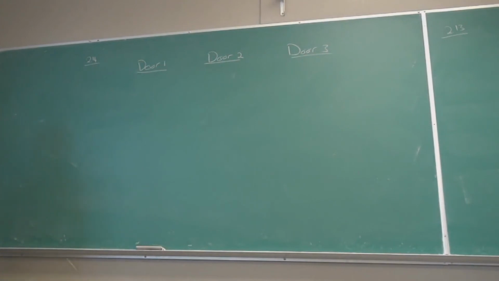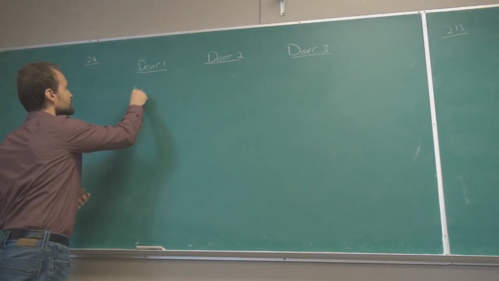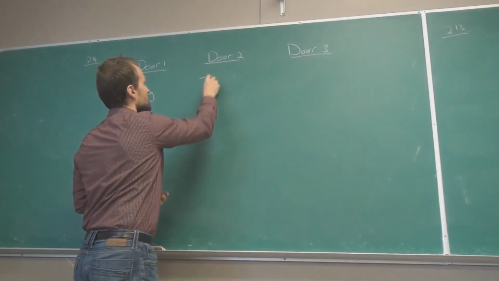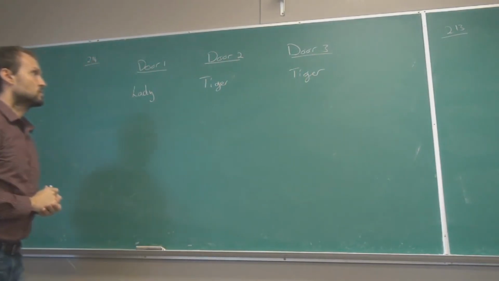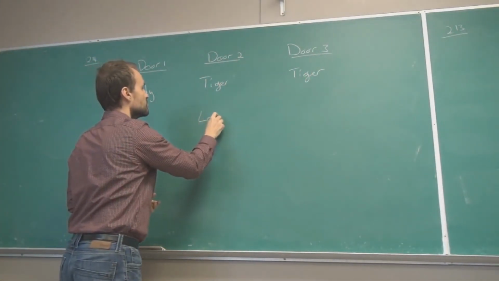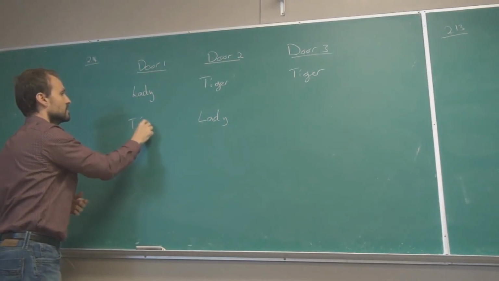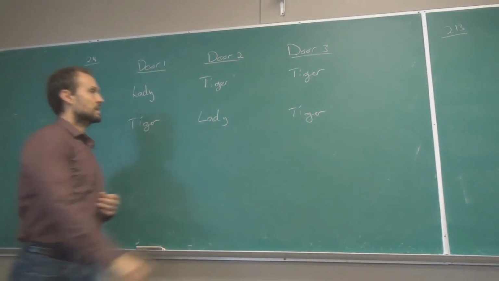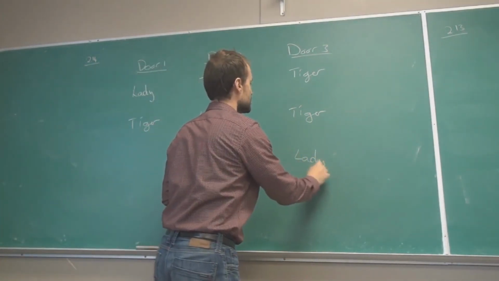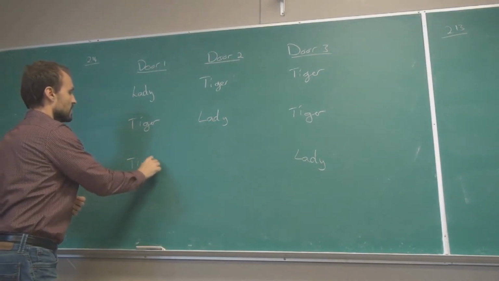How many different possibilities do I have to list? 3. Only 3, because he said there's 1 lady and 2 tigers. So it could be lady, tiger, tiger. Or the lady could be in room 2, and then a tiger here, and a tiger here. Or the lady could be in room 3, and a tiger in each of the other ones.